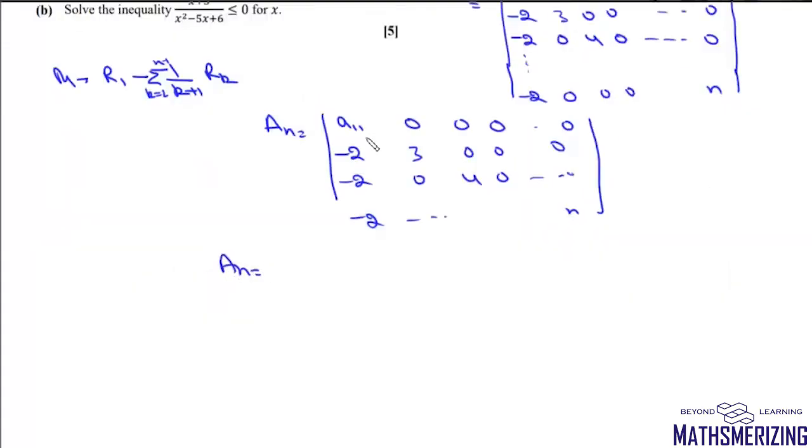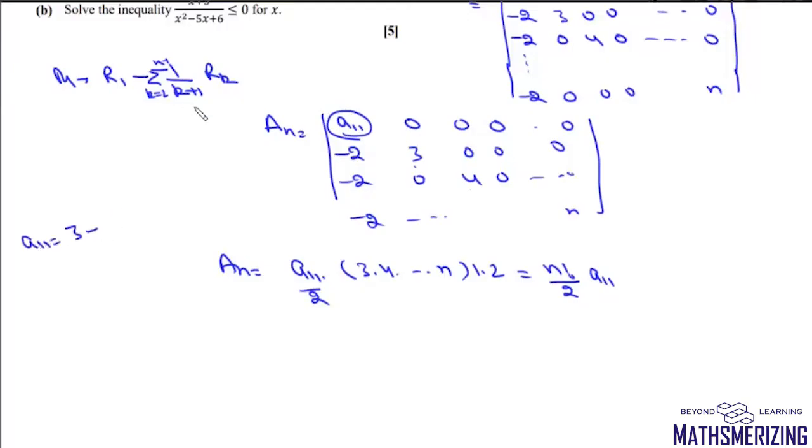Now we'll solve this determinant. We can write this determinant as a11 into 3 into 4 into 5 up to n. What we'll also do is we'll multiply and divide it by 2. So we can say that this is factorial n upon 2 into a11. Now what's a11? a11 is 3 minus the sum of 1 upon k plus 1 times rk. So we know that rk in each case is minus 2, and then it will be simply 1 upon k plus 1 for all k starting from 2 to n minus 1.